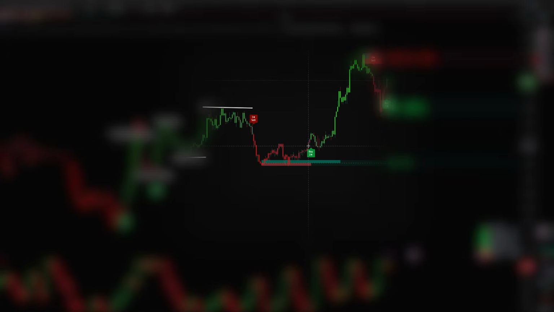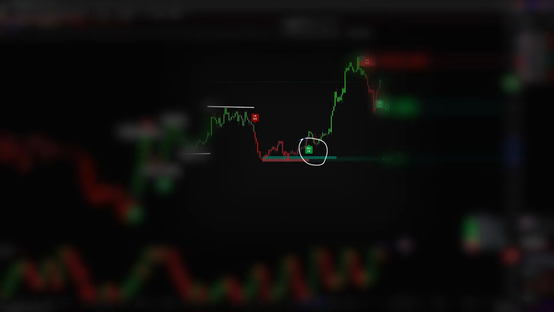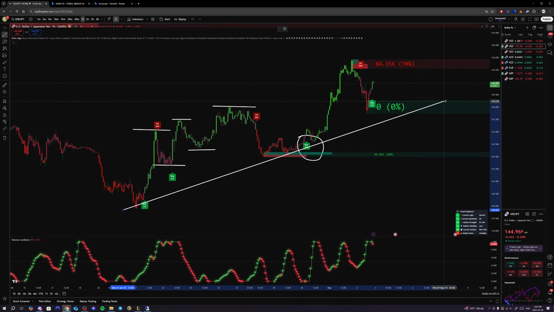This would be a signal that I would be looking to follow, because now I understand we are in an uptrend and we got a buy signal. So we are trading with the trend over here. As we can see, the market is trending upwards. This is what I'd be looking for.